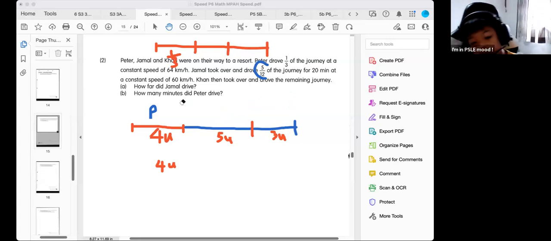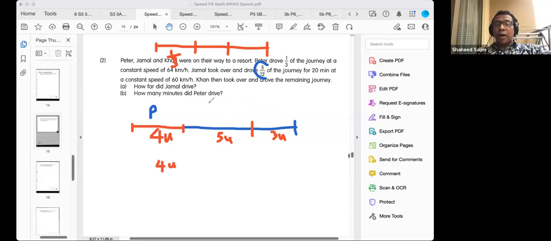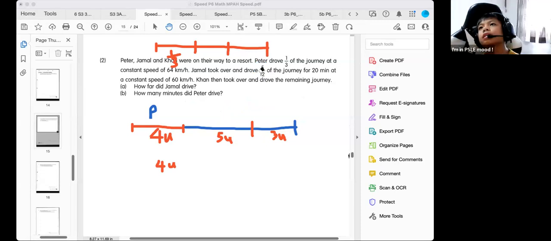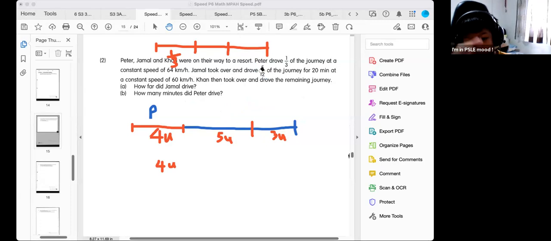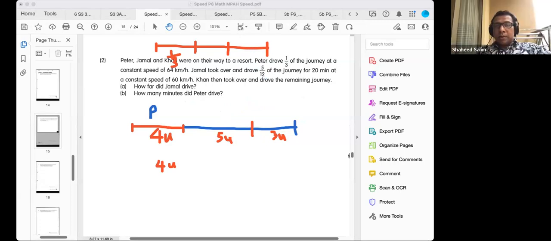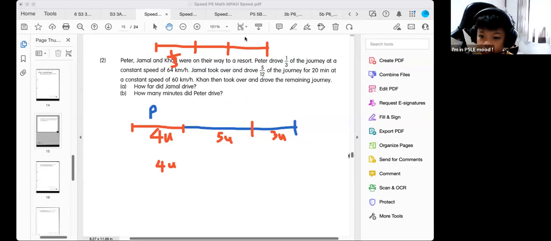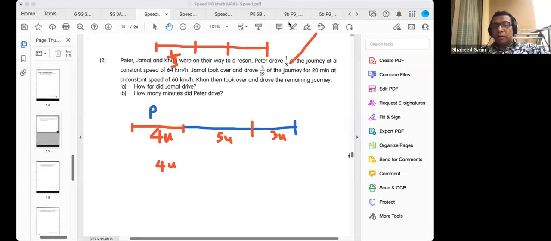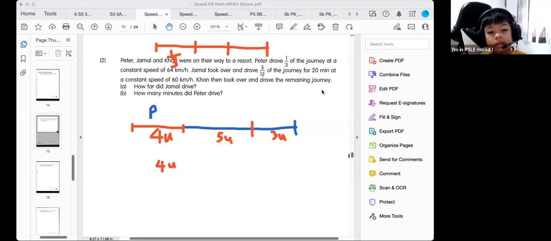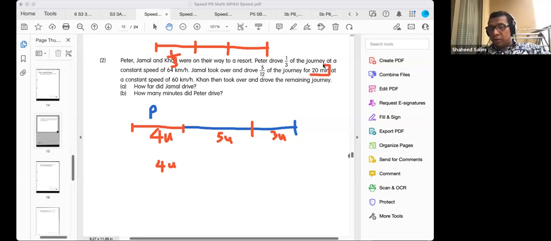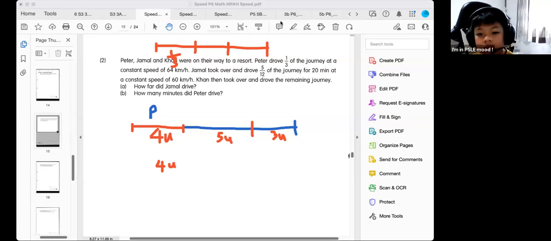Okay, so 5 units equals to 20 minutes. I mean, 5 units. Yes. And constant speed of 60 kilometers per hour. So how far did he drive? Can you find out the distance driven by Jamal? Then so now we know if you want to find distance, you need speed times time. Good. Okay, so you take speed times time. What do you get? Speed is 60. Time is 20. No, time cannot be 20. You look. It needs to be divided by 60. Yes, correct. Divided by 60. 20 divided by 60 is what?